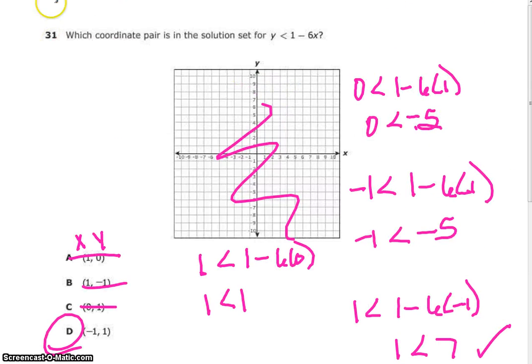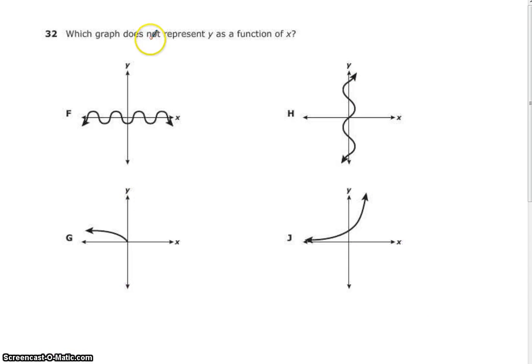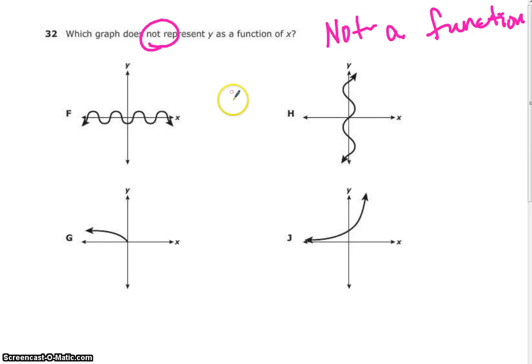Looking at number 32. Which graph does not represent y as a function? What they're saying is which one is not a function. Now, it's easy to ask that, and you know how to find it, but they want to trick you by the way they word it. Which one does not represent y as a function of x? You need to know that all that means is which one's not a function.